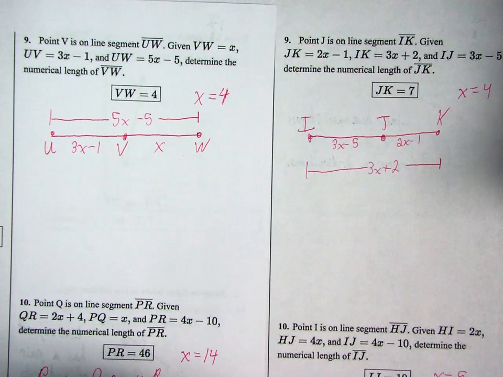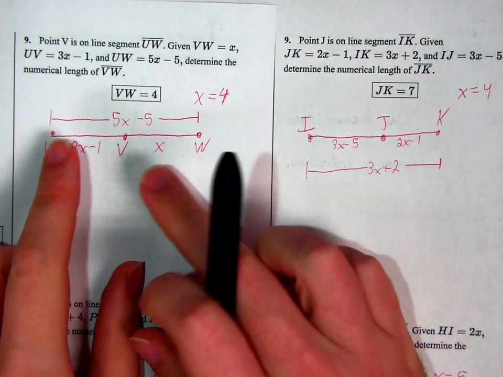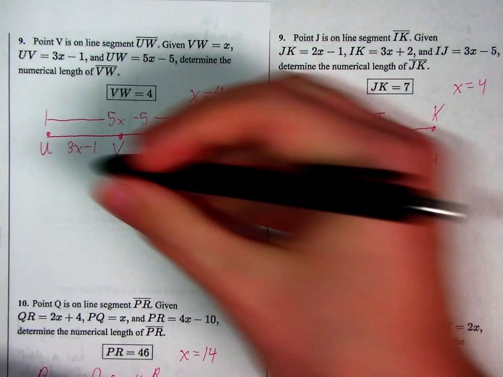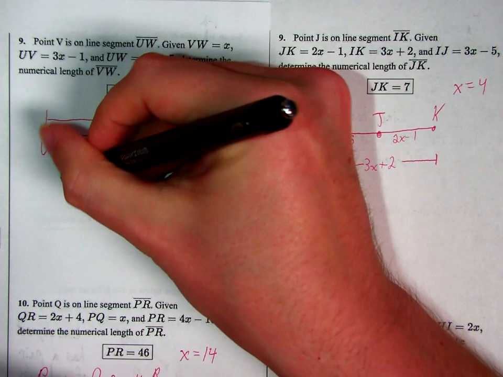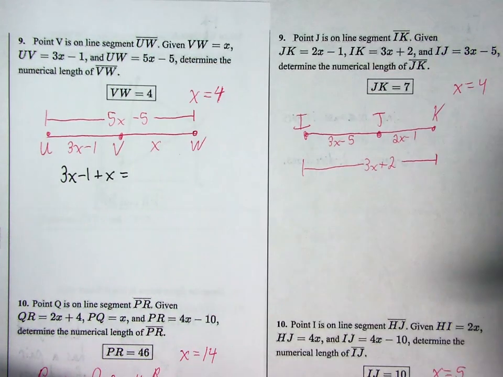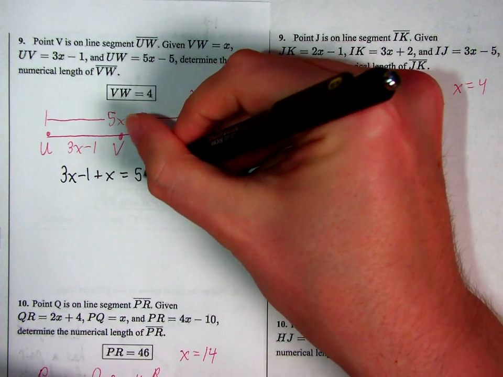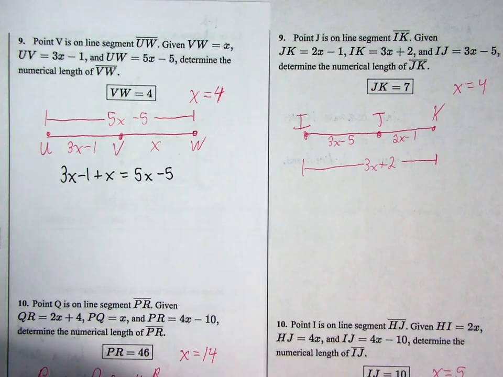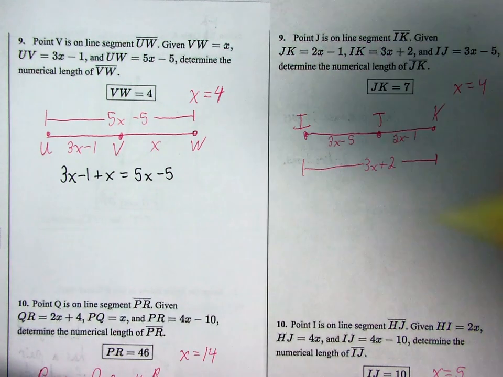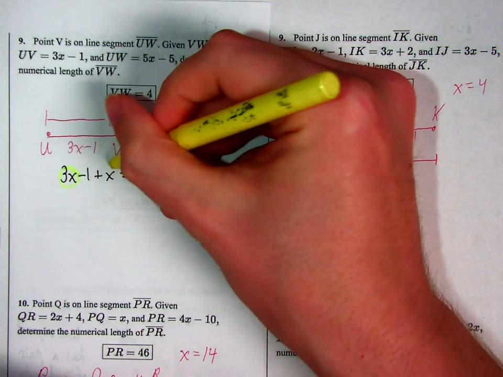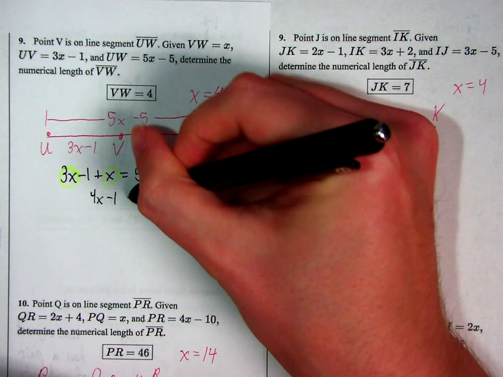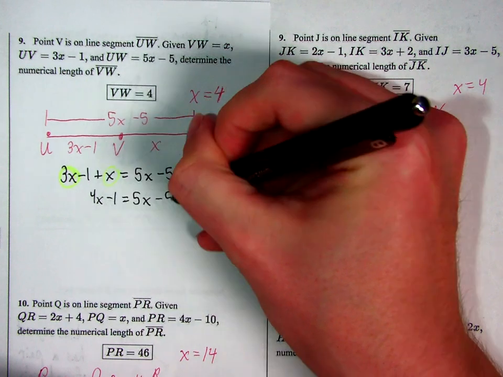We're going to write an equation for this. The equation we're going to write says, hey, this length here plus this length here should add up to make 5X minus 5. We'll write 3X minus 1 plus X equals 5X minus 5. We'll combine some like terms. On the left-hand side, we'll combine the 3x and the x to get 4x minus 1 equals 5x minus 5.